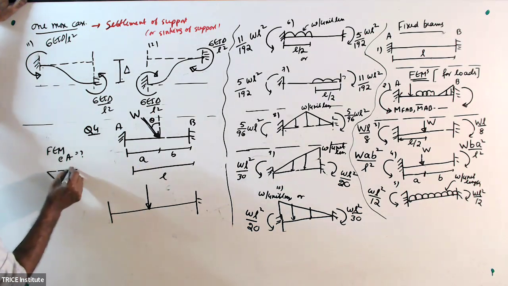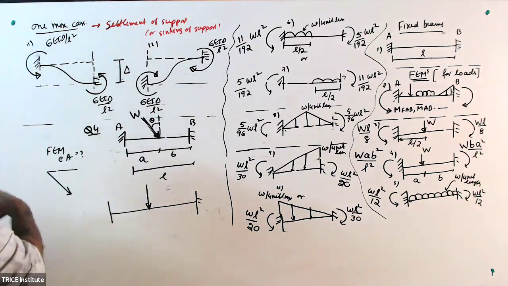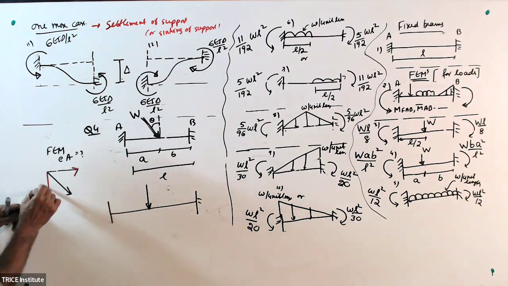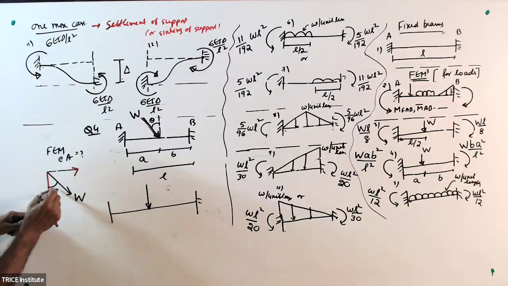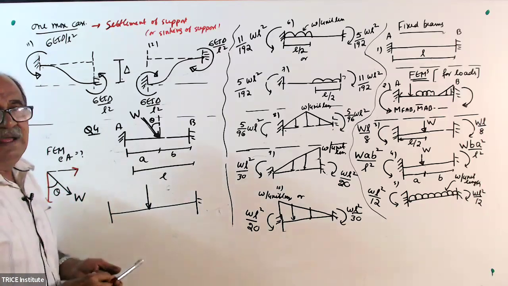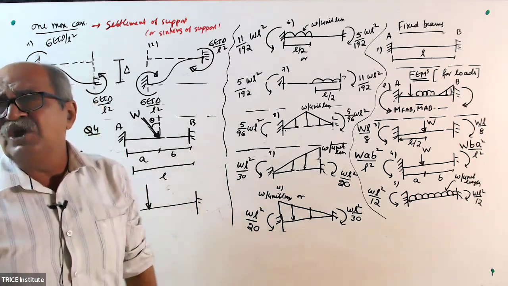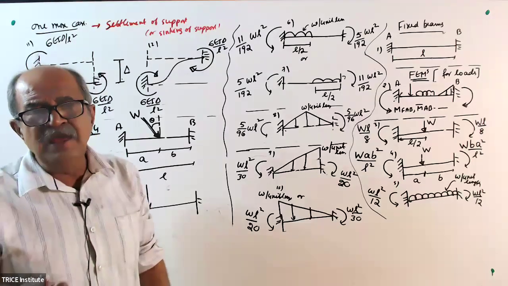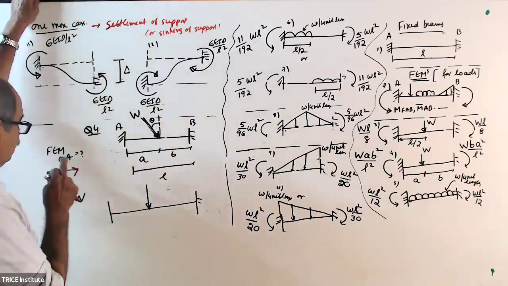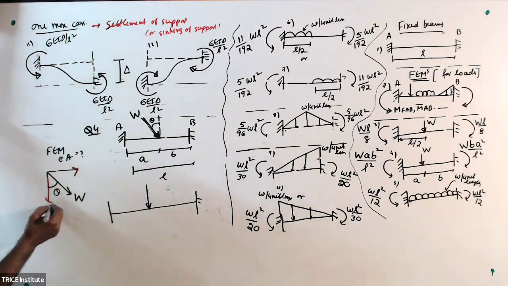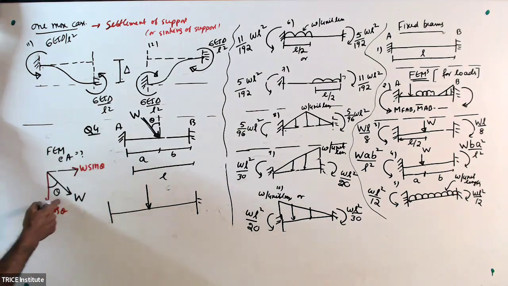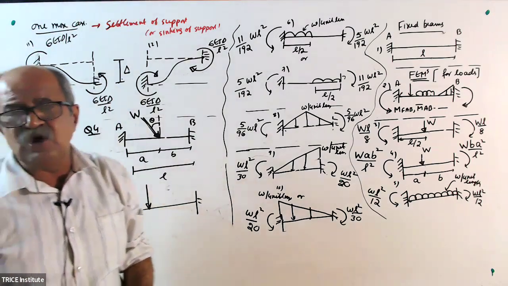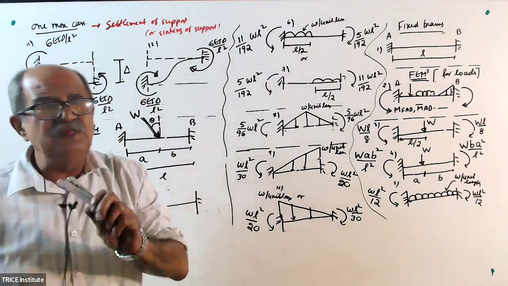It will have a horizontal component and vertical component. Your load is W. They told angle with vertical. So remember, if the angle is given to vertical, the component with which angle is given is always cos. This is W cos theta. This is W sin theta. Why? Horizontal is sin, vertical is cos, because angle is given with vertical.